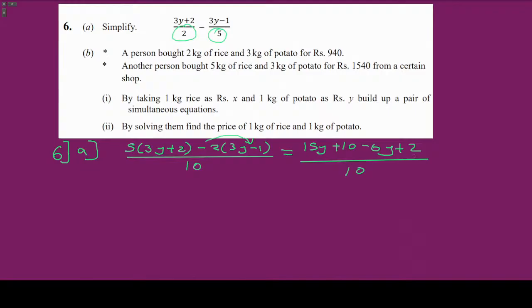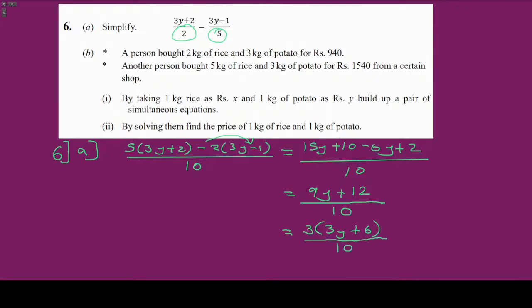So what is 15y minus 6y? That is 9y plus 12 divided by 10. You can stop with this, but if the numerator can be factorized, it is better to factorize. So 9 and 12, both of those come in the 3 times table. So 3 is the common factor, 3y plus 6.